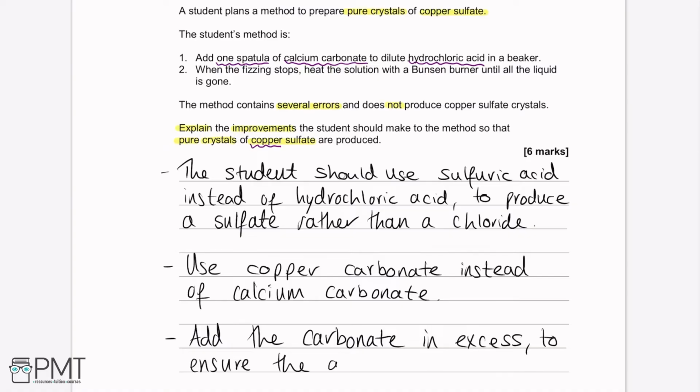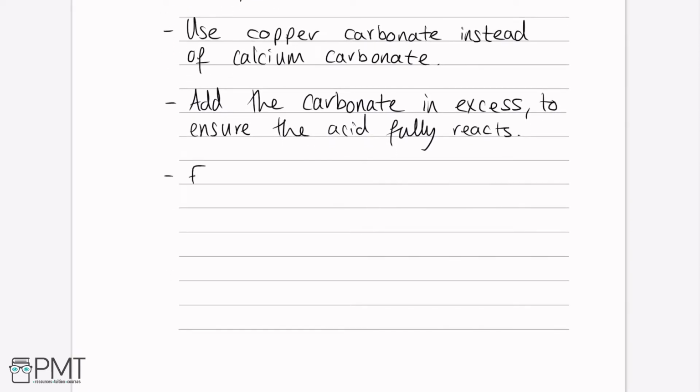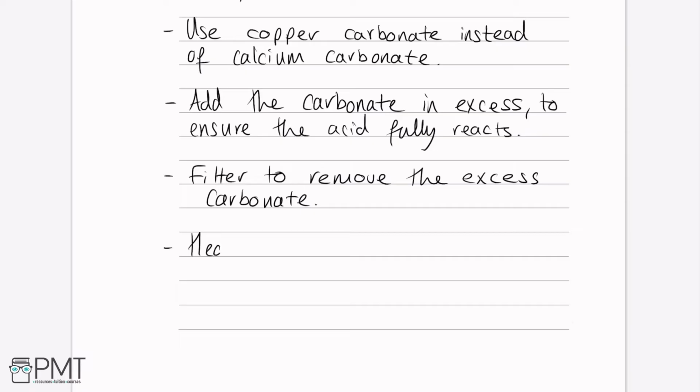Now, if we have added an excess of solid, that excess of carbonate, we now need to use a process to remove that excess solid. And this process is filtration. So the next improvement we could suggest is to filter, to remove the excess carbonate. And now to make crystals, the last improvement could be to heat gently and leave to crystallize.